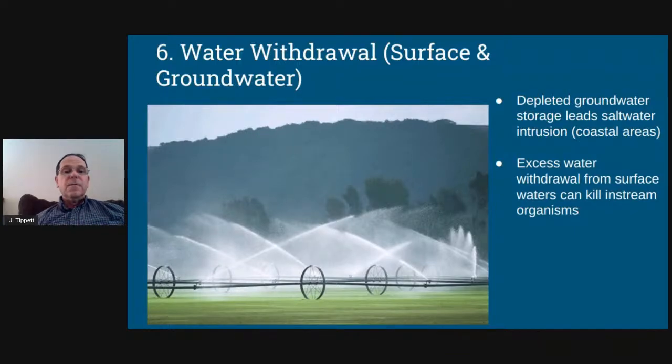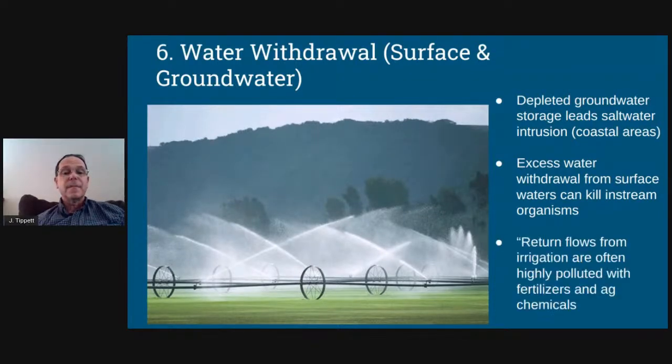And when we remove excess water from the surface, that can also kill in-stream organisms because there's just not enough water left in a river, right? So you can literally suck a river dry. That's happened in places, and we'll talk about that.